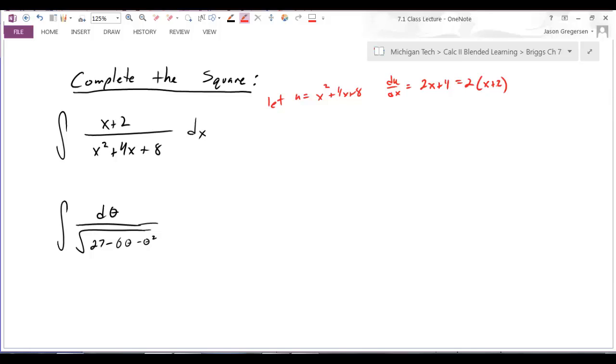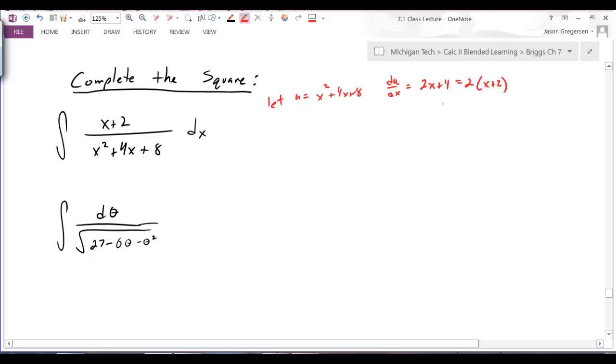Now, how did I see that? I don't know. I just check. I always check for substitution first. I took the derivative. I said, oh yeah, that looks pretty much like x plus 2. Well, except a factor of 2. So there's no magic cure that says this is exactly how you approach every integral. But when you do enough of them, you just look for those things.